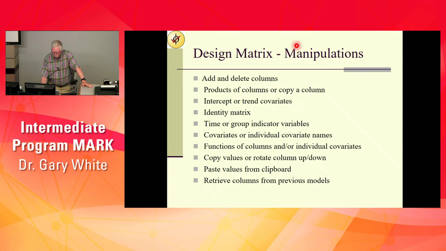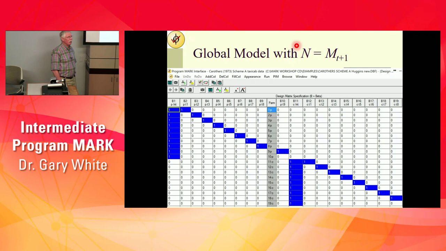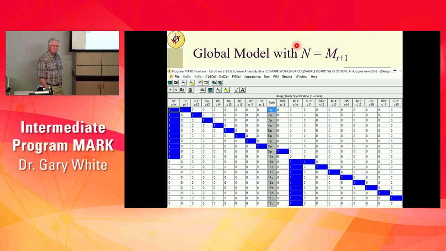So what happens when you run this global model right here? Looks like a perfectly legitimate model. Well, you're going to get back N equals Mt+1. How come? Well, the reason why is the last p is not estimable without a constraint.